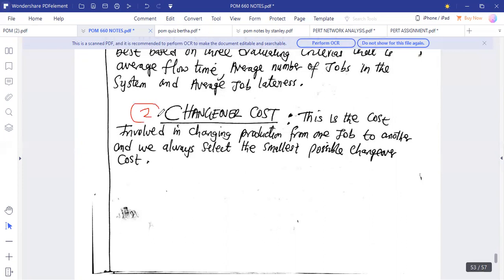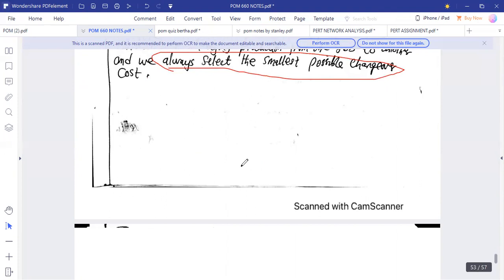The changeover cost is the cost involved in changing production from one job to another. And we always select the smallest possible changeover cost. All right, so we can have an example here.